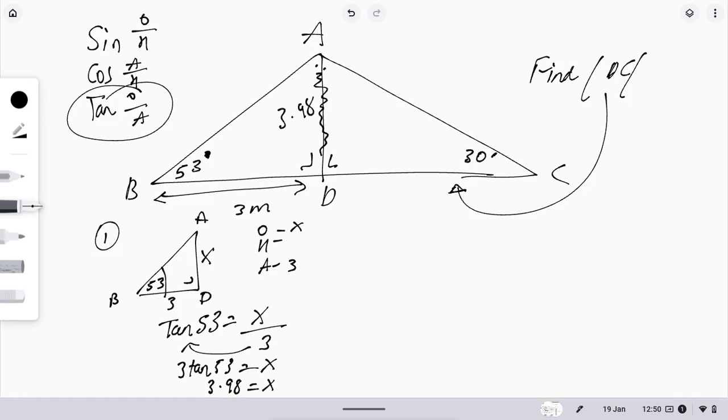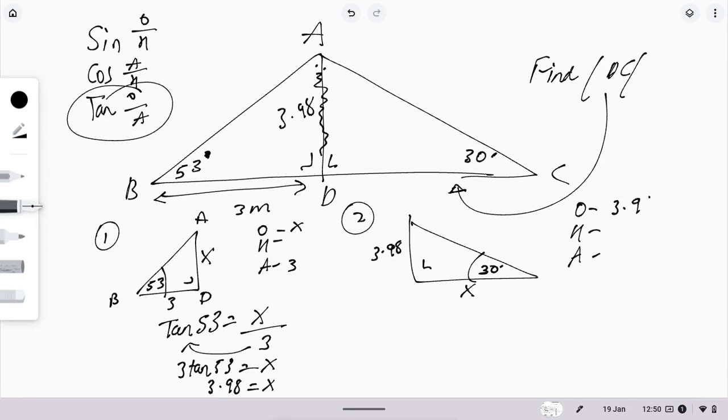Now they've asked me for DC, so I'm on triangle number 2. There's 30 degrees. DC, you don't know, but that's what you're looking for, so we'll call it X, and there's my 3.98. Again, can I use Pythagoras? No. If I can't use Pythagoras, I'm writing down OH and A. Standing at 30 degrees. Opposite me is 3.98. Hypotenuse, I don't know. Adjacent is X. O and A, tan once again. So tan 30 is equal to O over A, 3.98 over X.